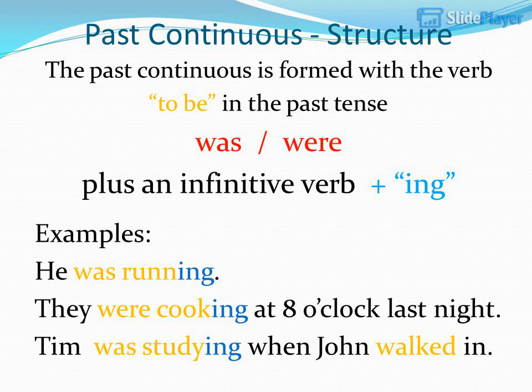Past continuous structure. The past continuous is formed with the verb to be in the past tense, was, were, plus an infinitive verb plus ing. Examples. He was running.